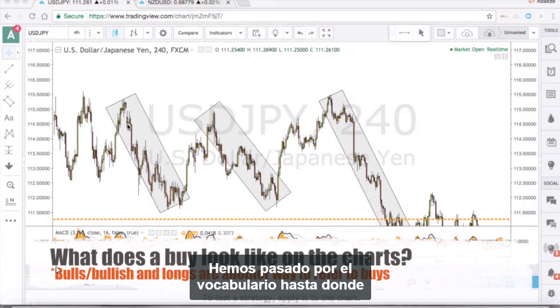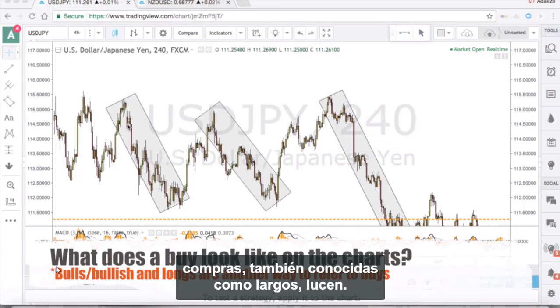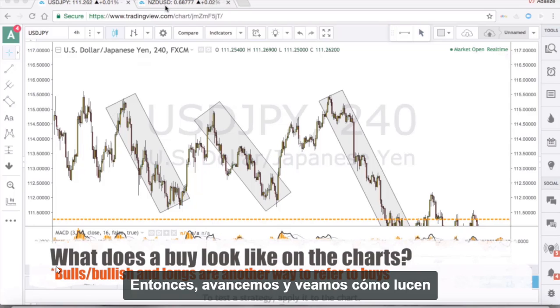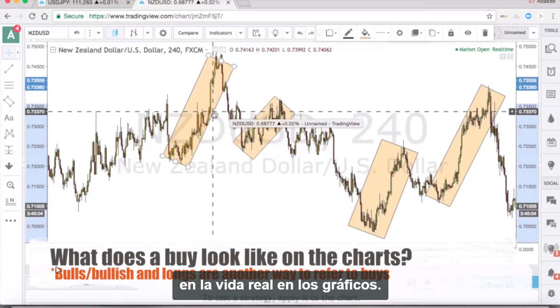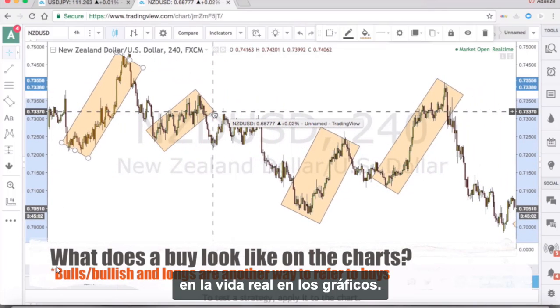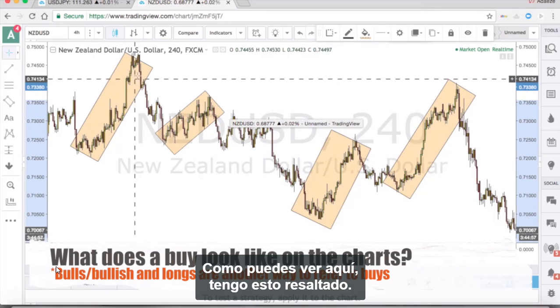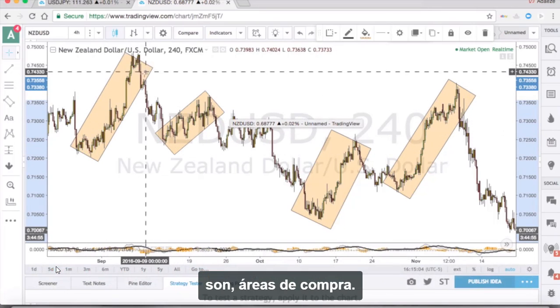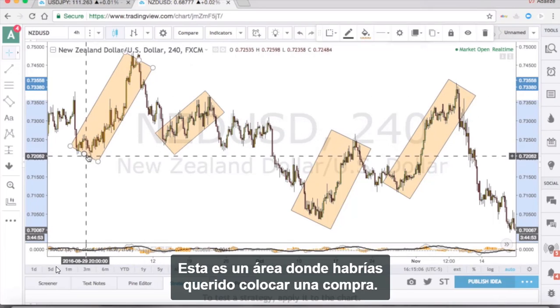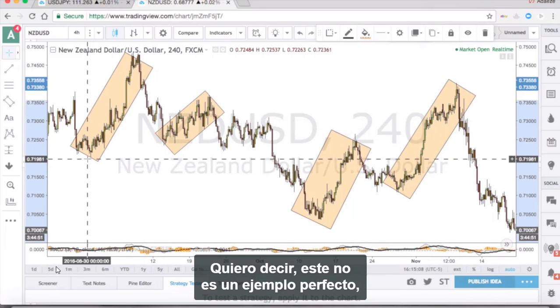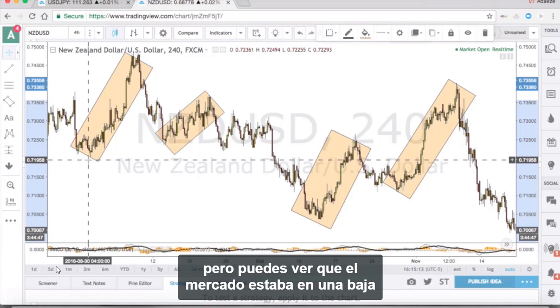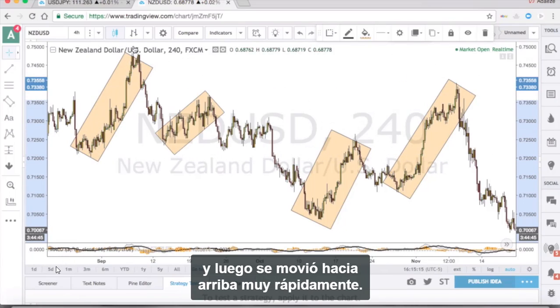We've gone over the vocabulary as far as what buys, also known as longs, look like. So let's go ahead and see what they look like in real life on the charts. As you see here, I have these highlighted. These regions here are buy areas. This is an area where you would have wanted to place a buy. This is not a perfect example, but you can see that the market was at a low and then it moved up very quickly.